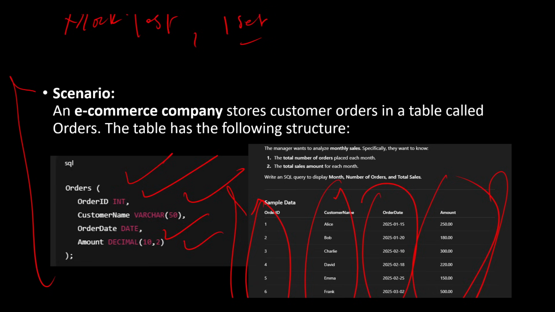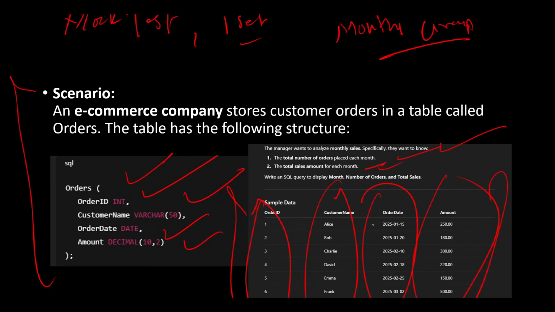The manager wants to analyze monthly sales. Specifically, they want to know the total number of orders placed in each month and the total sales amount of each month. So basically, we have order ID, customer name, and order date. The manager wants to check the total number of orders placed in each month, so based on the months we need to do the grouping, and also the total value of the orders in that month.